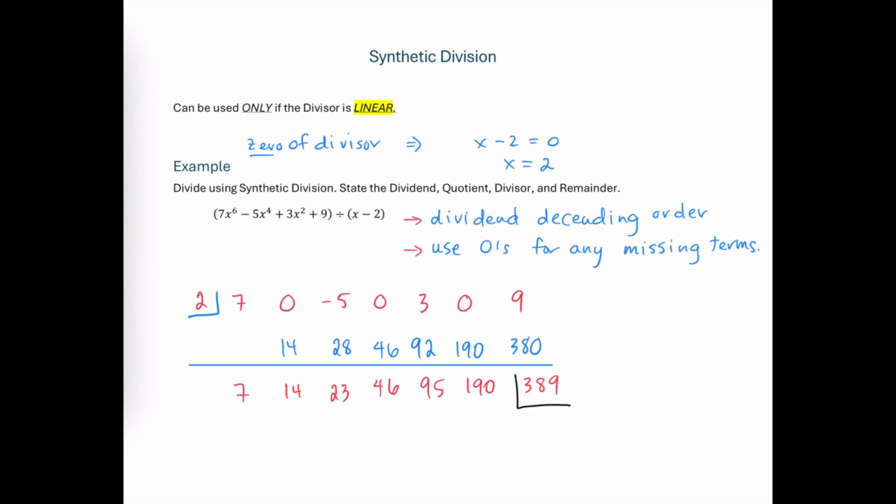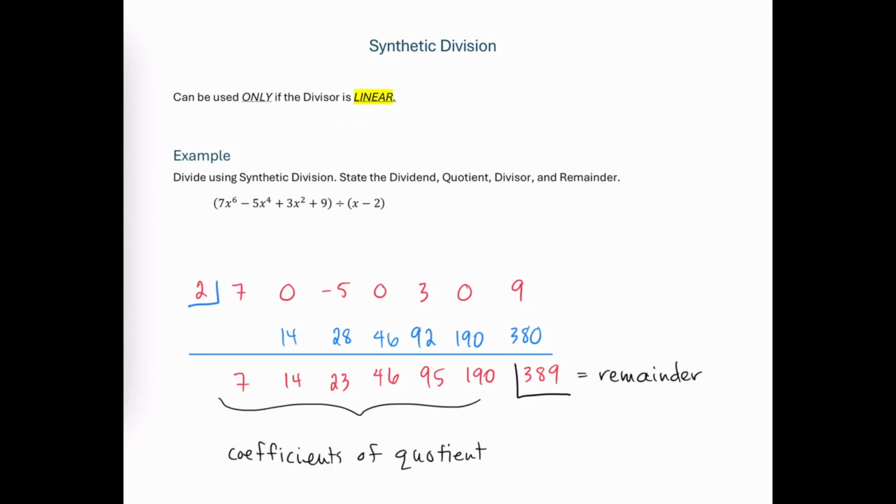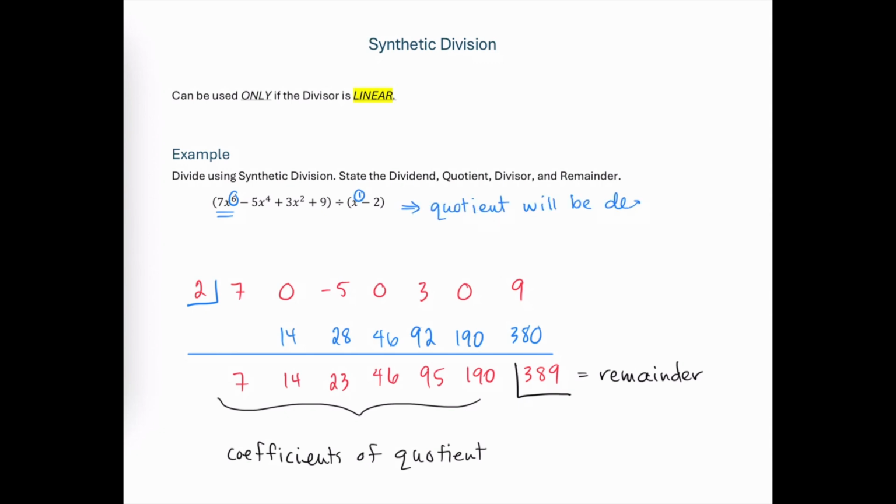This last number gets chopped off and is actually the remainder from the division. And these values here are the coefficients of the quotient. So back up here at the beginning, we have a 6-degree dividend, and we're dividing by a linear expression, which has degree 1. If we take a 6-degree polynomial and we divide out a degree 1 polynomial, the quotient will be degree 5. So this leading coefficient is going to be on a degree 5 term.